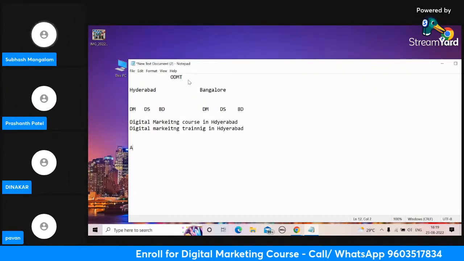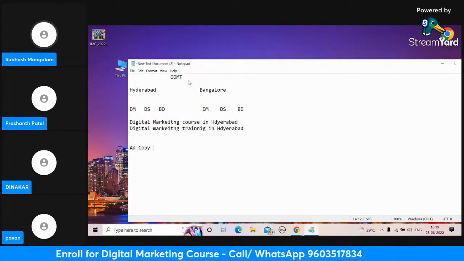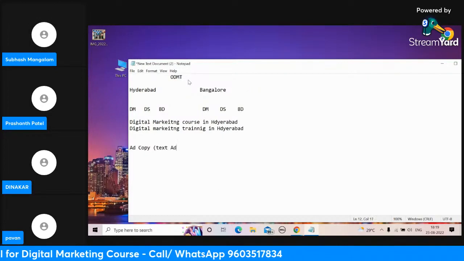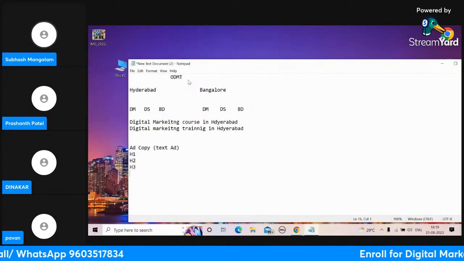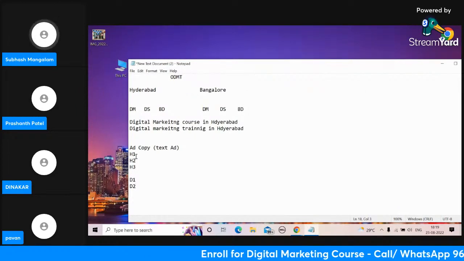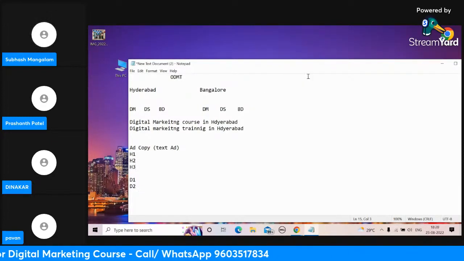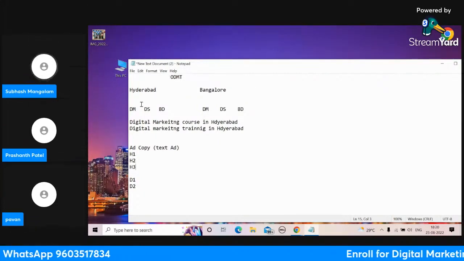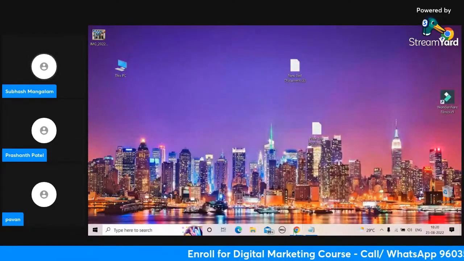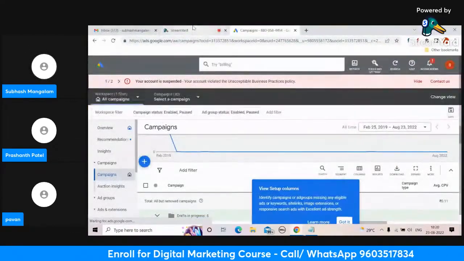Then finally, the ad copy, text to add. That means headline 1, headline 2, headline 3, description line 1, description line 2. There are around 15 headlines, I think, but 3 are very important. Descriptions are 4, but 2 are mandatory. Okay, I'm going to do this campaign now: Hyderabad, digital marketing, the keywords, and ad copy. Just follow the advanced options I'm going to show you.